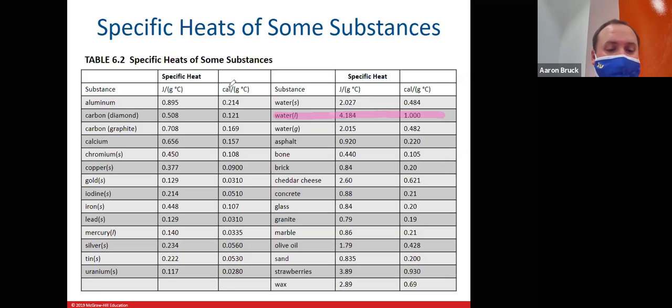There are some that come close, like strawberries. However, you consider that strawberries are a fruit and fruits are mostly water, kind of stands to reason. But look at your other things here. Look at your metals, for example: copper, gold, iron, lead, silver, tin. Look at their specific heat values.